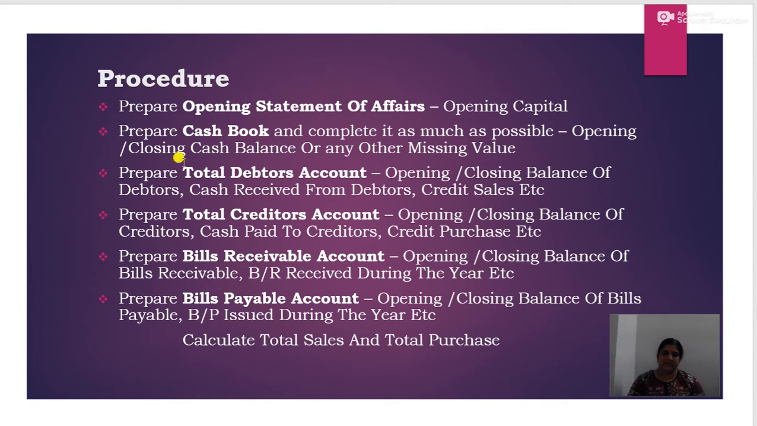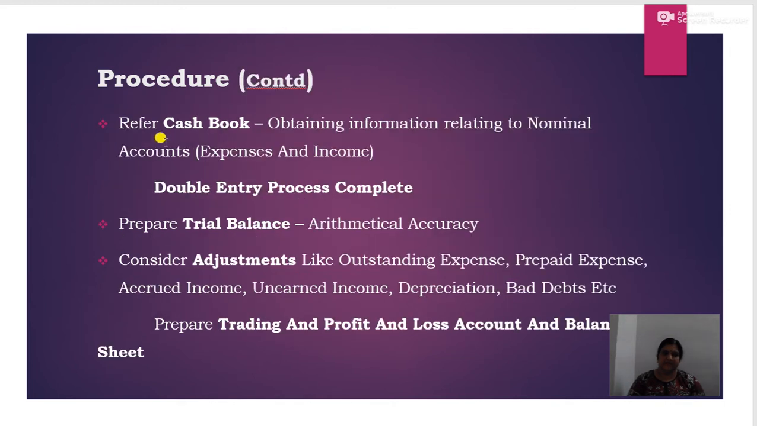Opening capital, then cash book, that is opening balance of cash, closing balance of cash or any other missing value. Then for the total debtors account, creditors account, bills receivable account and bills payable account, all this information is available. Then again, by referring to the cash book, the information relating to expenses and incomes, that is nominal accounts, is available. So to a certain extent, the double entry process is complete.